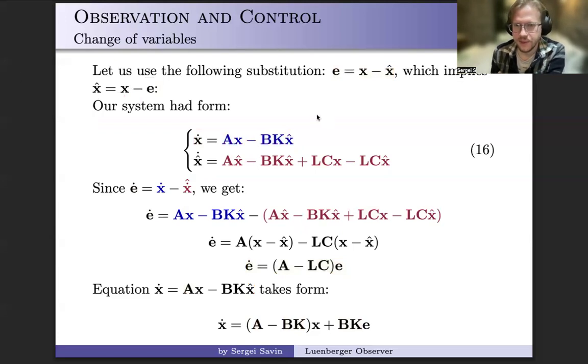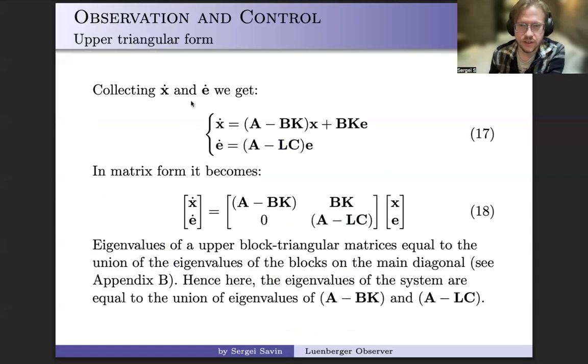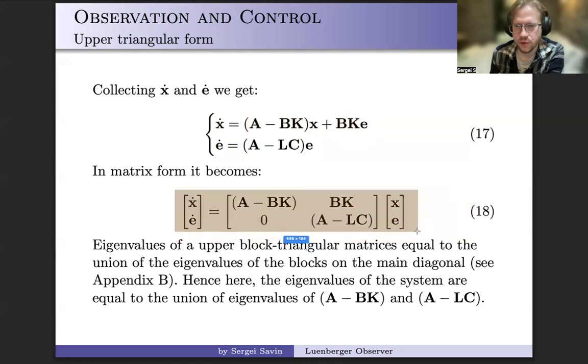Okay. Now we have two equations, and here they are: state equation, error equation. In the matrix form, it looks like this: x dot is equal to (A minus BK) times x plus BK times e, and e dot is equal to 0 times x plus (A minus LC) times e. Okay, so this is what we got.